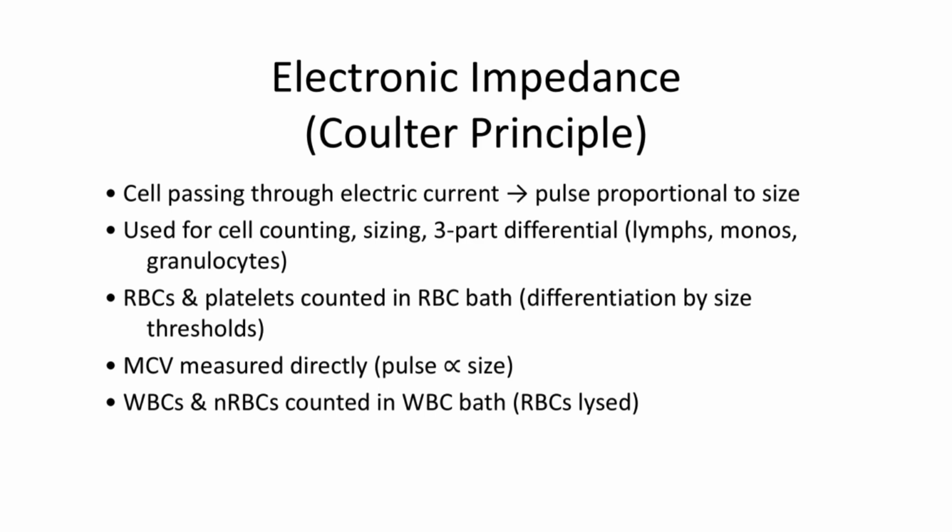In this system, red blood cells and platelets are counted in the red cell bath. Differentiation between them is based on size, determined using thresholds. The mean corpuscular volume, or MCV, is measured directly because the size of the pulse corresponds to the size of the cell. White blood cells and nucleated red blood cells, if present, are counted in the white cell bath, where the red cells have been lysed.